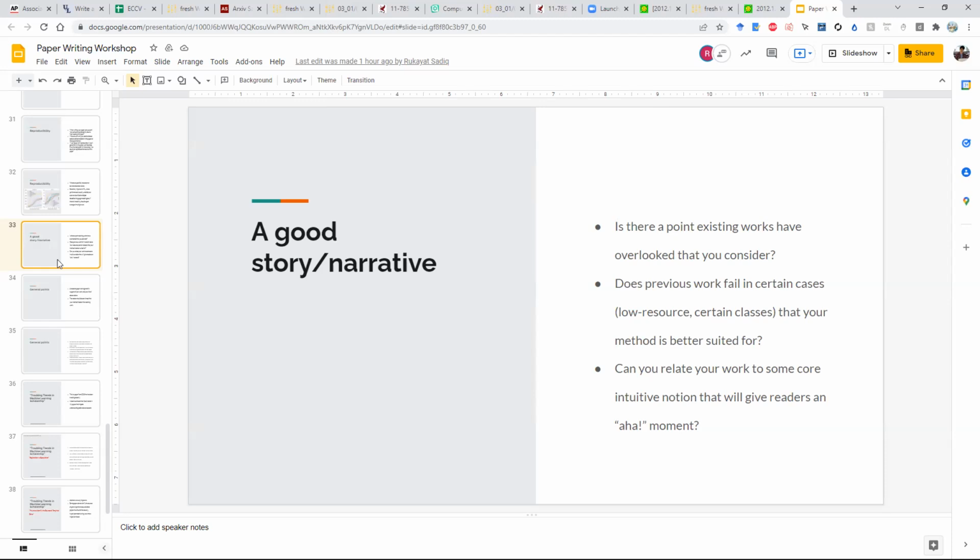And another thing to note about this is, even if you have weak results, if your story is strong, so if your weak results can be framed in a context where it's actually not that weak and rather important to the literature at hand, that can improve your chances of getting accepted. So the story is very, very important.